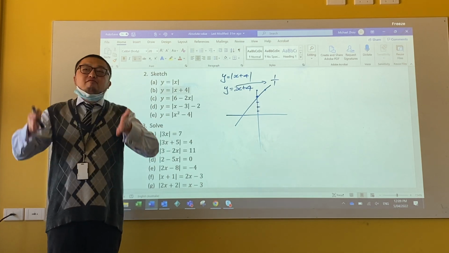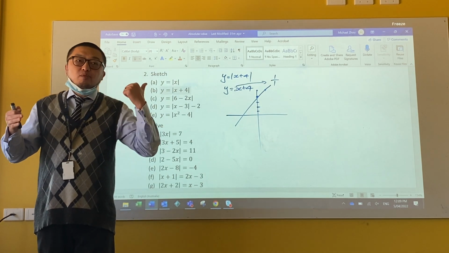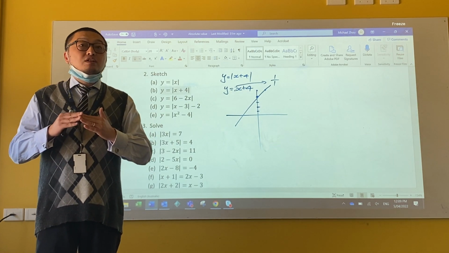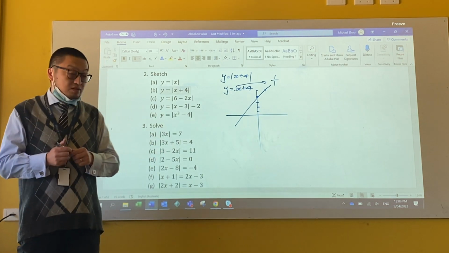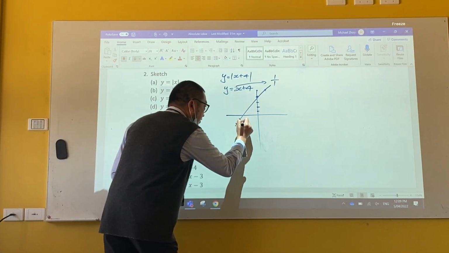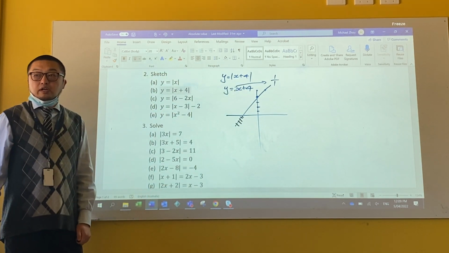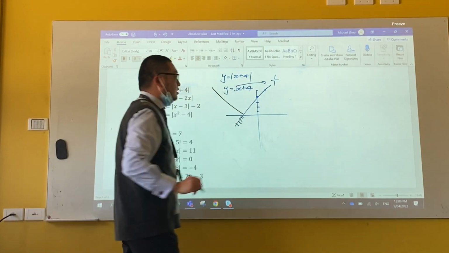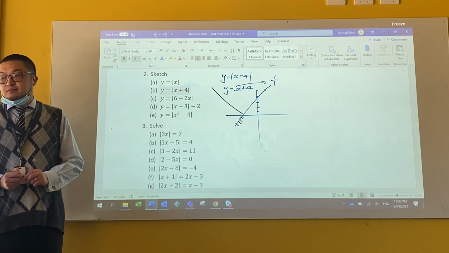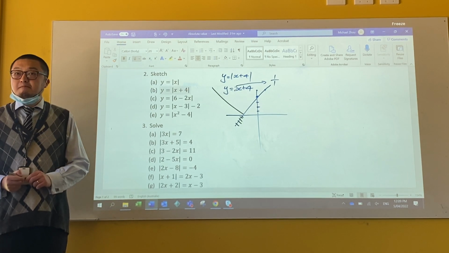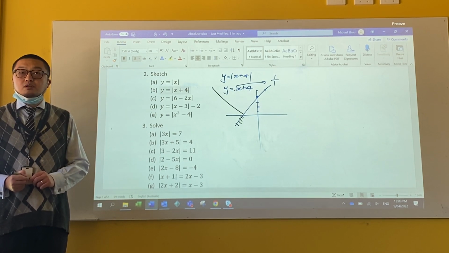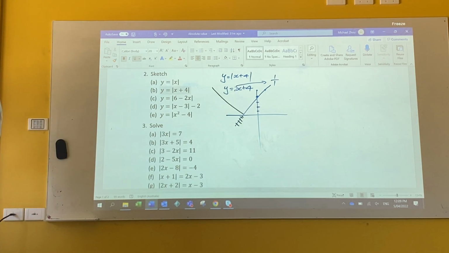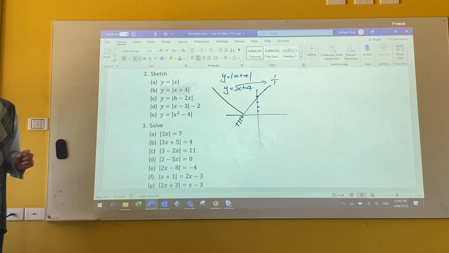And we know the absolute value from a graphical point of view means I reflect the negative part about the x-axis. Which means this part I'm going to get rid of and draw a V shape. Then you're done. Make sense? Does that make sense or not?